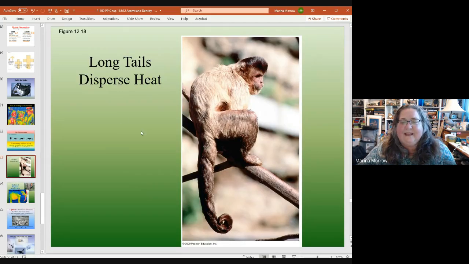Monkeys actually use their tails. Their tails are the same thing. Tails aren't just for grabbing onto stuff. The tails actually have extra veins in them, and they help them get rid of heat.